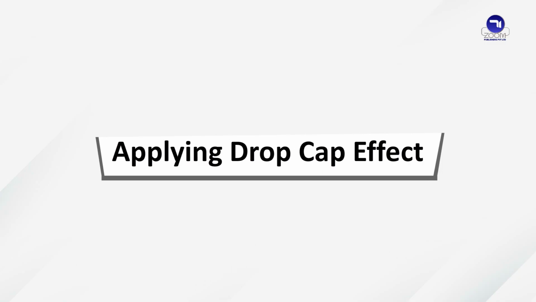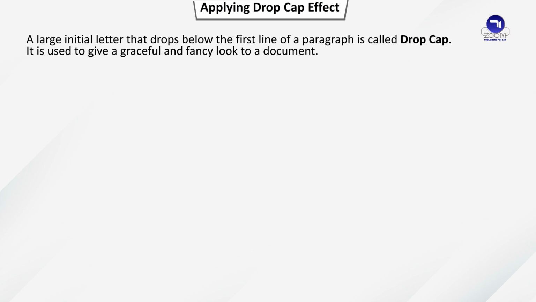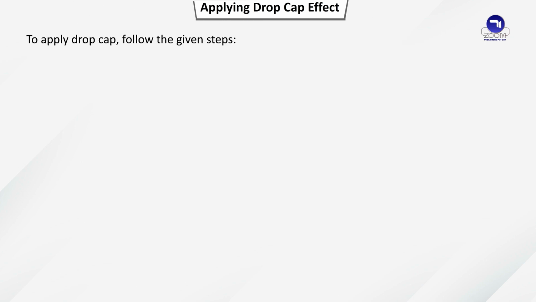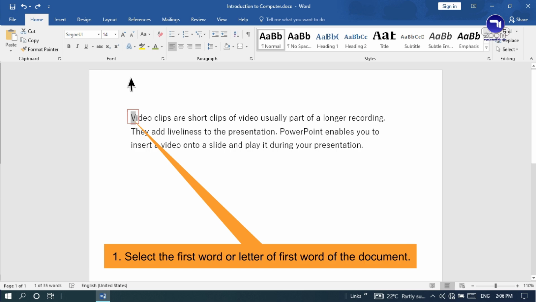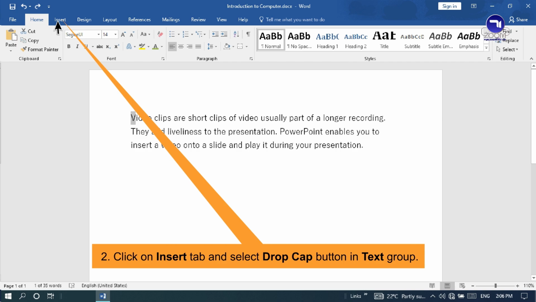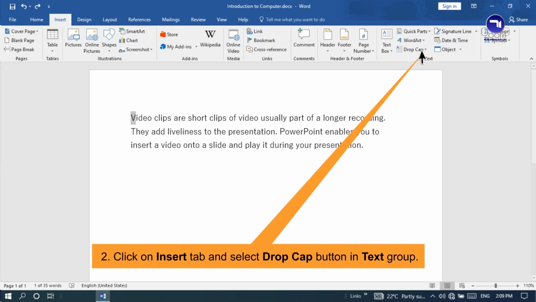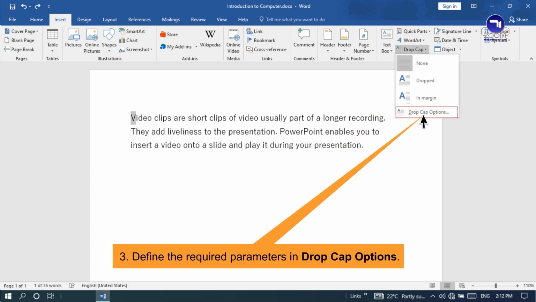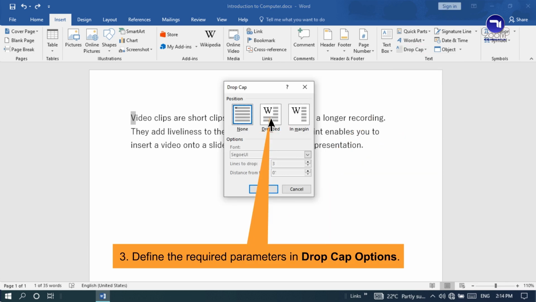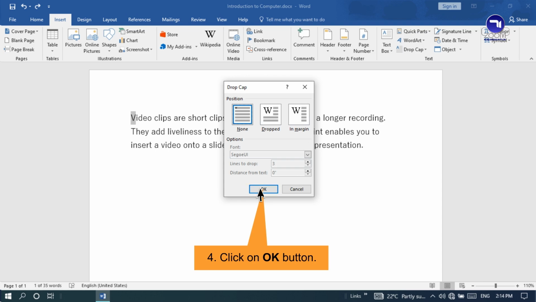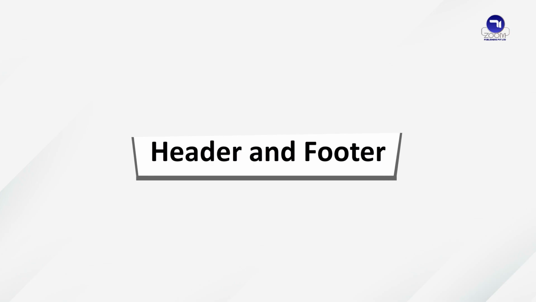Applying Drop Cap Effect. A large initial letter that drops below the first line of a paragraph is called drop cap. It is used to give a graceful and fancy look to a document. To apply drop cap, follow the given steps. Select the first word or letter of the document. Click on Insert tab and select Drop Cap button in Text Group. Define the required parameters in Drop Cap options. Click on OK button.